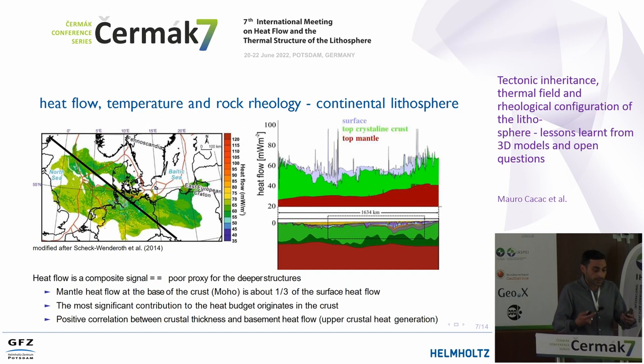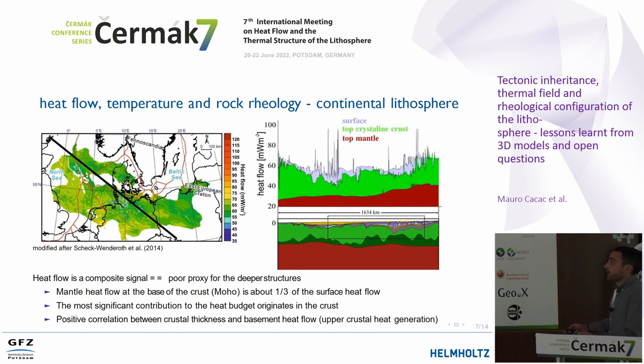Some years later, completely independently, we also did some exercise, and we were investigating the thermal configuration and mechanical stability in Central and Northern Europe. What you see here is a plot of a cross section that comes through here, and I'm color coding the contribution to the total heat flow from the different components. And the conclusion that you arrive at is completely the same as for the paper that I showed you before. The heat flow is a composite signal, which indicates that it's a poor proxy for the deeper component.